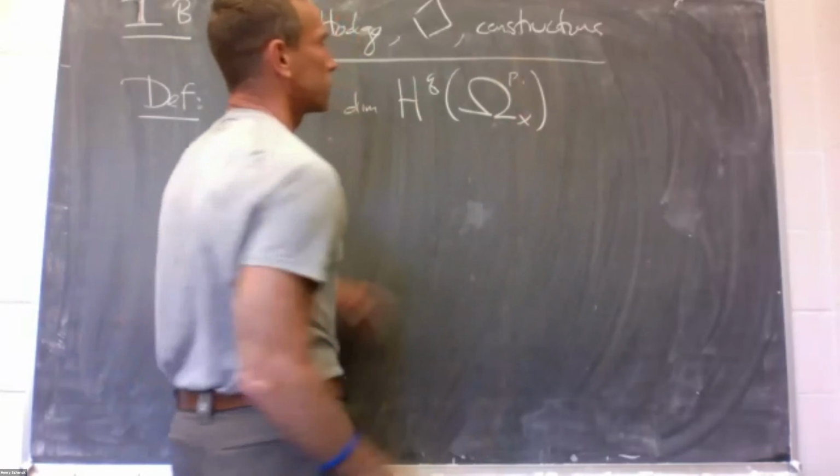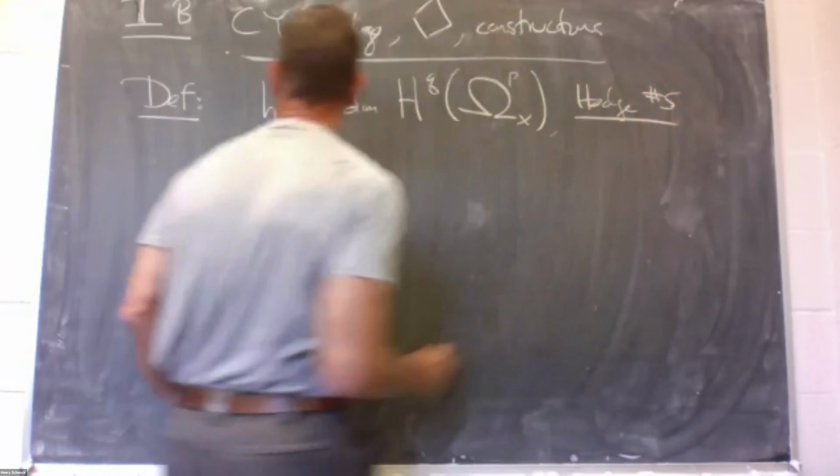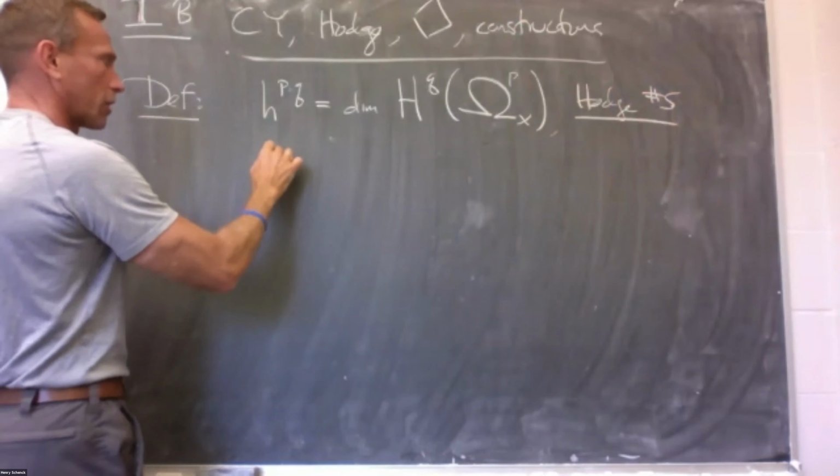So this is a vector space. These are things called cohomology groups. They are also vector spaces, and this has a dimension. And then, so these are the Hodge numbers. And then the definition of a Calabi-Yau manifold.